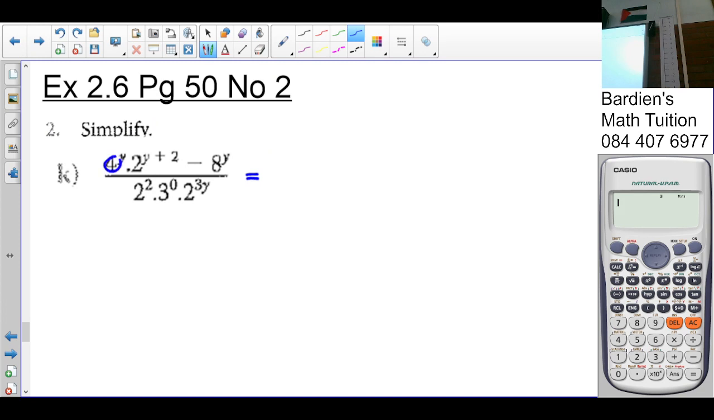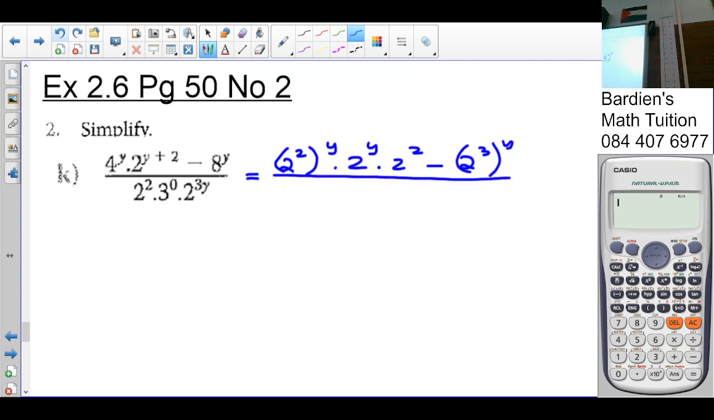So 4 can be written as 2 squared, 8 can be written as 2 cubed. That's where I'm going to start. 2 squared raised to the y times 2 to the y times 2 squared, minus 8 written as 2 cubed raised to the y, over anything to the power 0 is 1, 2 squared times 2 to the 3y. You will agree with that?